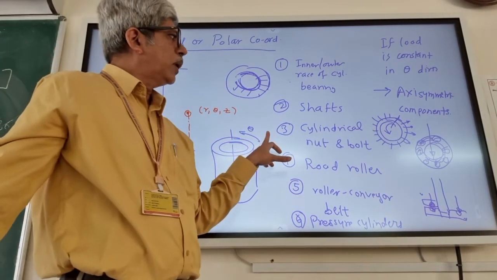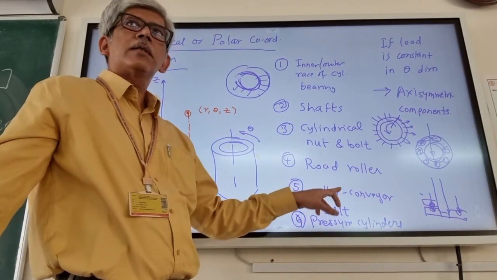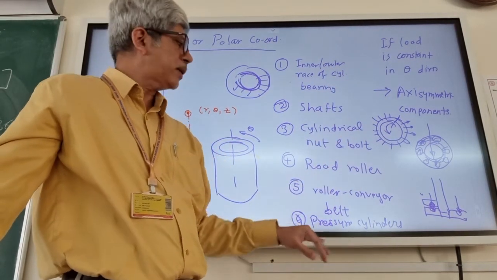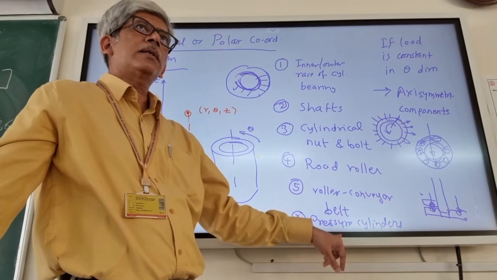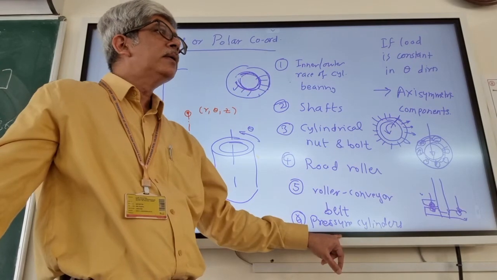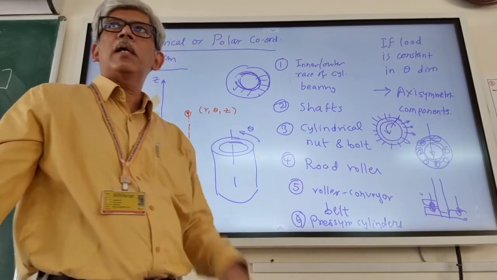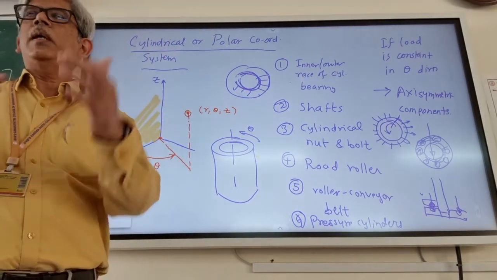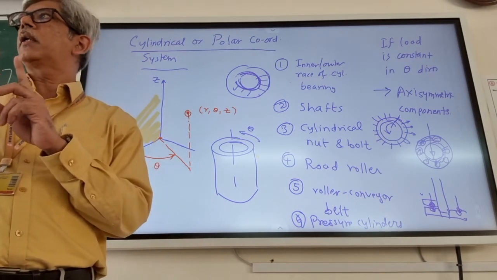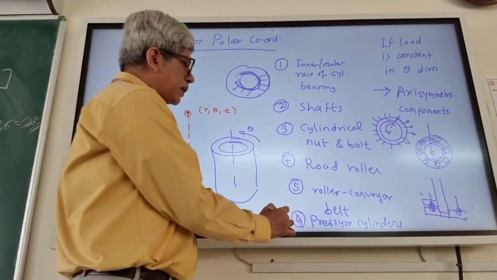Okay, a cylindrical nut and bolt, and the road roller and others, will have similar loading. They will have some kind of reaction loading coming on them, which is not axisymmetric. But in pressure cylinders, you can think of some axisymmetric loading. The internal pressure or the external pressure which acts on the cylinder is independent of theta. Because of the property of the fluid, the pressure will be the same at any point in the internal volume of the cylinder. So that is why this would be axisymmetric loading.